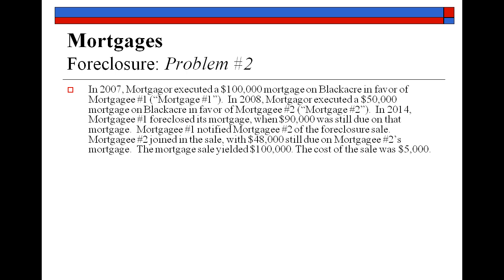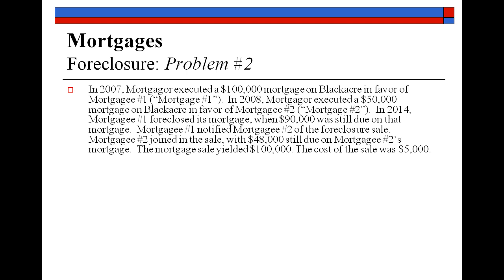The next year, mortgagor executes a $50,000 mortgage in favor of mortgagee number two. And then in 2014, mortgagee number one forecloses its mortgage when $90,000 is still due on that mortgage. Mortgagee number one again notifies mortgagee number two of the foreclosure sale, and again mortgagee number two joins in the sale with $48,000 still due on mortgagee number two's mortgage. However, this time the mortgage sale yields just $100,000. Again, the cost of sale is $5,000.